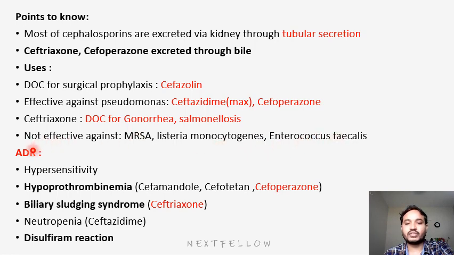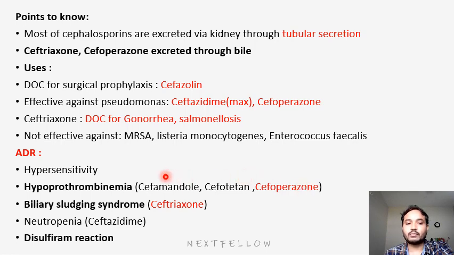Next are the adverse effects of cephalosporins. These are obtained from microbes, so hypersensitivity occurs. Next is hypoprothrombinemia. This is a very important MCQ. Drugs in the cephalosporin group that cause hypoprothrombinemia are cefoperazone, cefotetan, cefamandole. This is the order, and cefoperazone causes it most. Recently they also asked this in AIIMS.